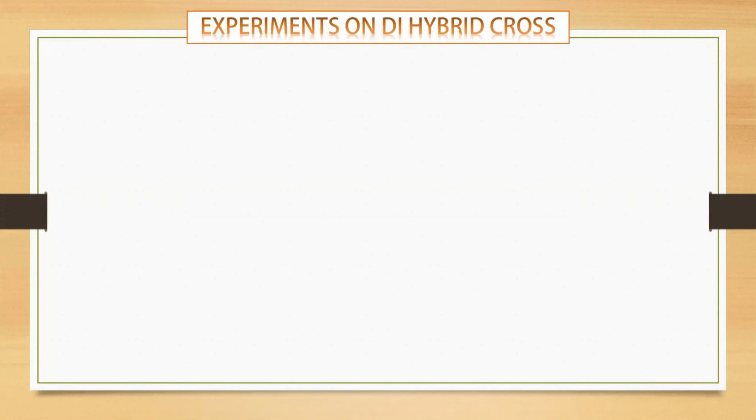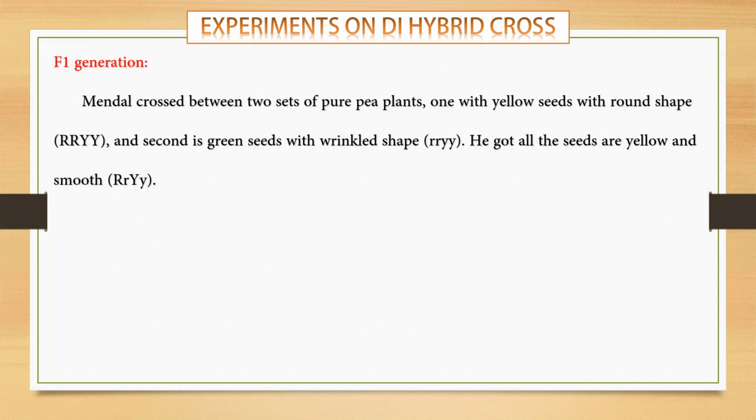Good morning, children. Today we are going to discuss Mendel's experiments on the dihybrid cross. In the parental generation, Mendel crossed two sets of pure pea plants: one with yellow, round seeds, whose genotype is denoted as capital R, capital R, capital Y, capital Y, and the second with green, wrinkled seeds, whose genotype is denoted as small r, small r, small y, small y.